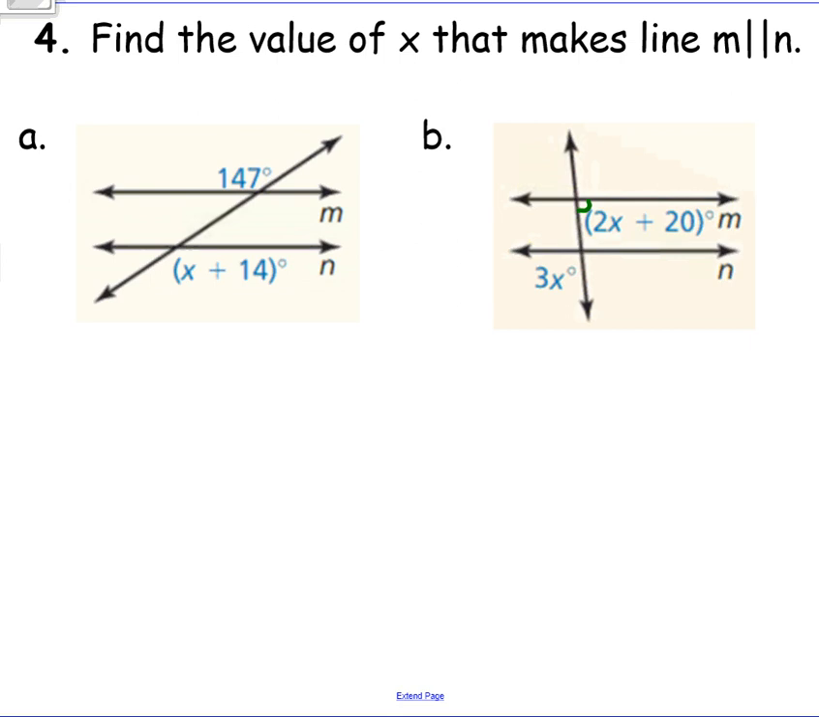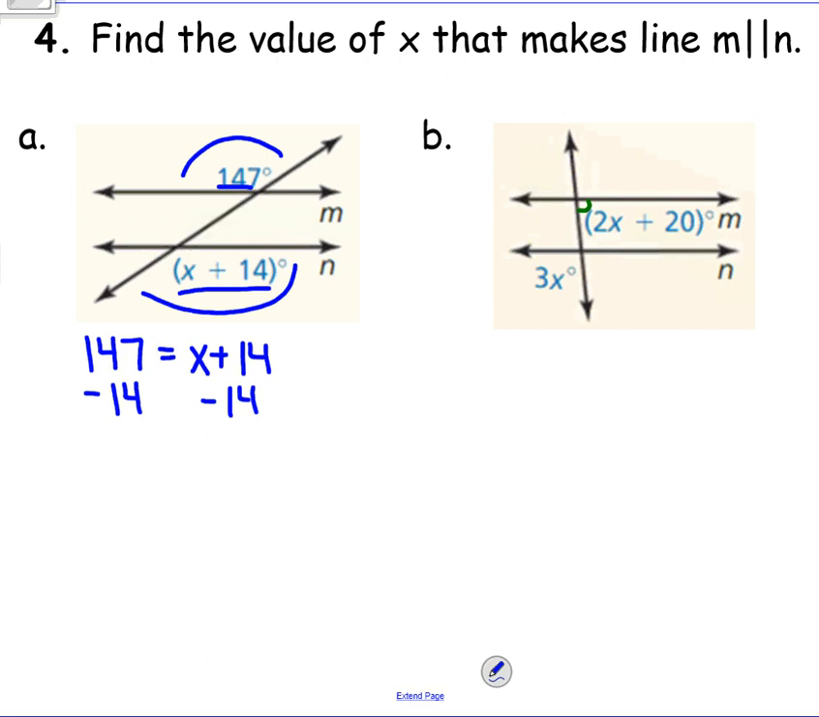Question number 4 says, can you find the value of x that makes our two lines parallel? So if we're going to make our two lines parallel, we've got to go back and work with the kinds of angles that we said were congruent or supplementary. So if I look at the 147 and the x plus 14 in my diagram, those two angles look like they're in positions for alternate exterior. And there's a converse theorem that says if alternate exterior angles are congruent, then the lines are going to be parallel. That's your alternate exterior angle converse theorem. So let's set them equal. 147 is equal to x plus 14. We subtract 14 from both sides, and we're left with 133 is equal to x.